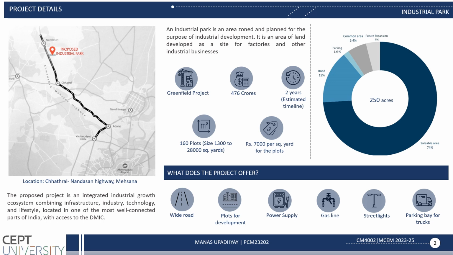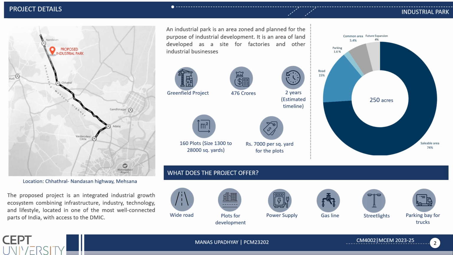Our project is an industrial park, which is an ultra-modern multi-sector project located in one of the most well-connected parts of India. It is a greenfield project spreading over an area of 250 acres and is one of the largest industrial parks in North Gujarat. The estimated duration of this project is 2 years. In the industrial park, the plot size varies from 1300 square yard to 28,000 square yard, and the price of a plot is rupees 7,000 per square yard.